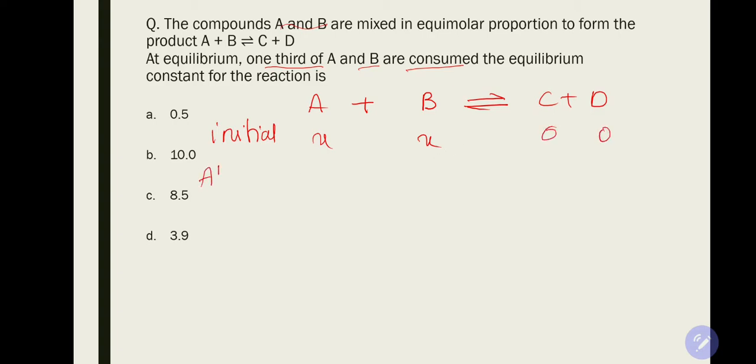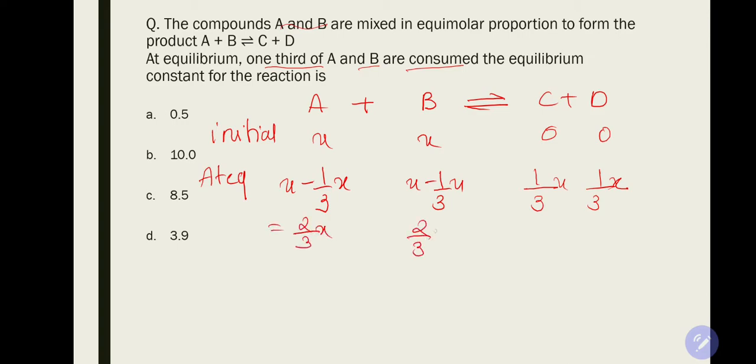So at equilibrium, what is given? At equilibrium, 1/3 of A and B are consumed, so it will be x minus 1/3 of x. Here also I'll write x minus 1/3 of x, but the increase will be 1/3 of x and 1/3 of x. So this will be 2/3 of x, and this will be 2/3 of x.